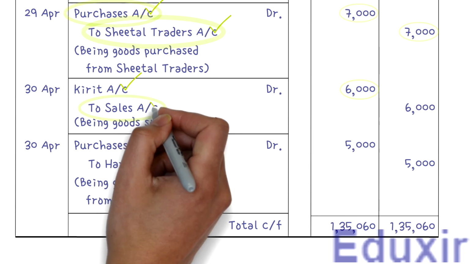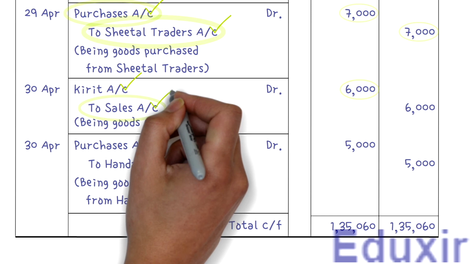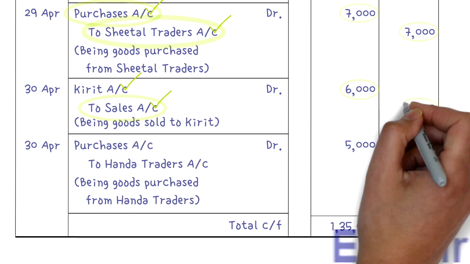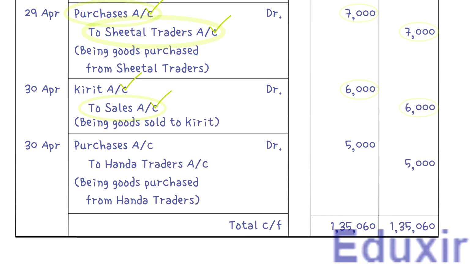As the name suggests, it needs to be posted on the credit side of sales account and the credit amount is 6000 rupees. Note that the details that need to be posted into the particulars column is Kirit account. As we already have sales account, let us now post this entry into that account.